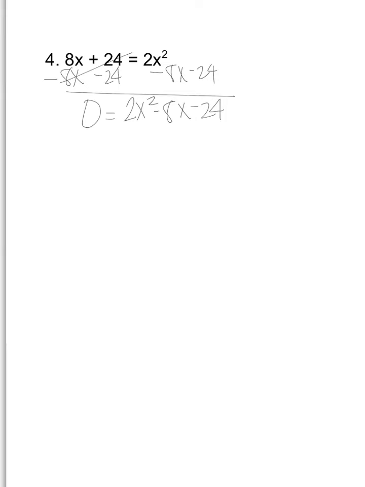Okay, so first thing we look for is GCF. When we're factoring, notice they all have a 2 in common. So I'm going to take a 2 out. So you have x squared - 4x - 12.